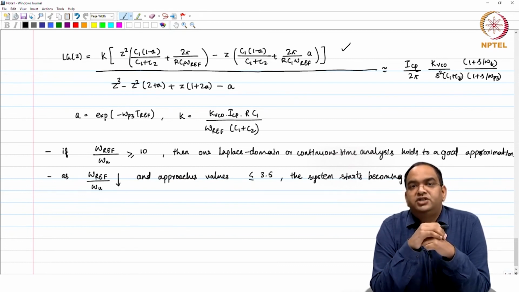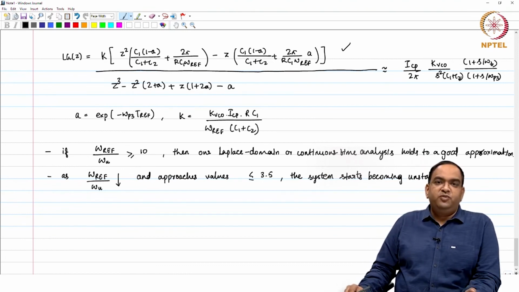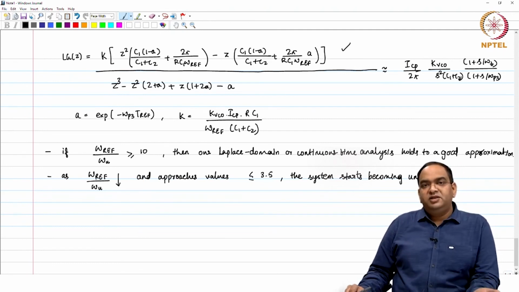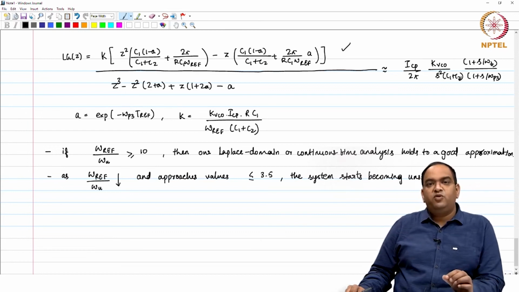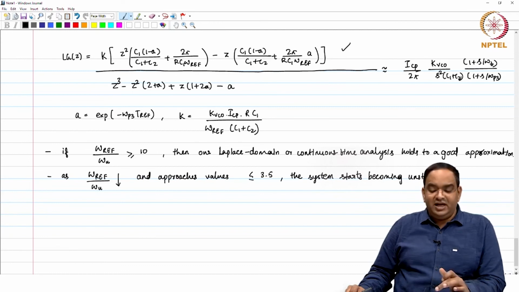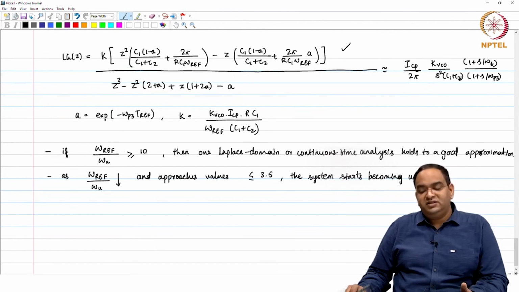So, as you see, the condition for instability in case of Laplace domain or frequency domain analysis is that you have poles in the right half plane. Similarly, in Z domain analysis, if the poles are outside the unity gain circle, then the system will be unstable. So, as this ratio of omega ref by omega u reduces, your closed loop poles start going outside the unity gain circle, and you will lose stability.